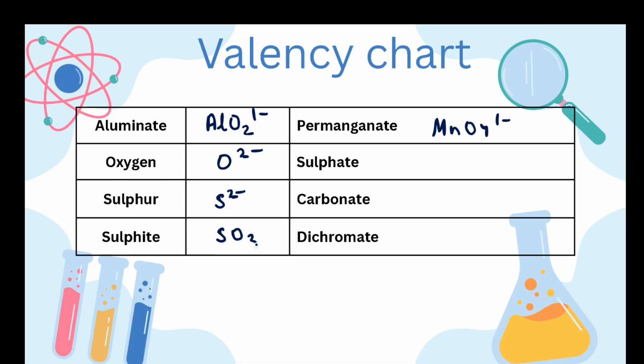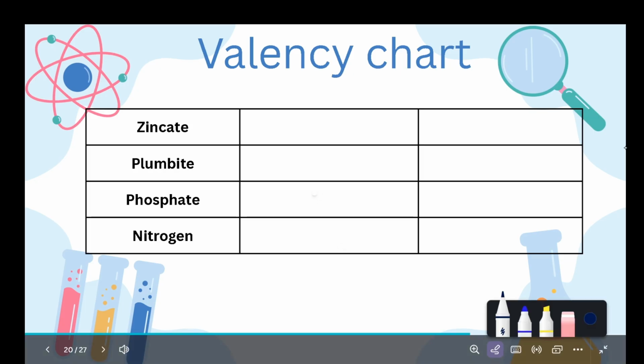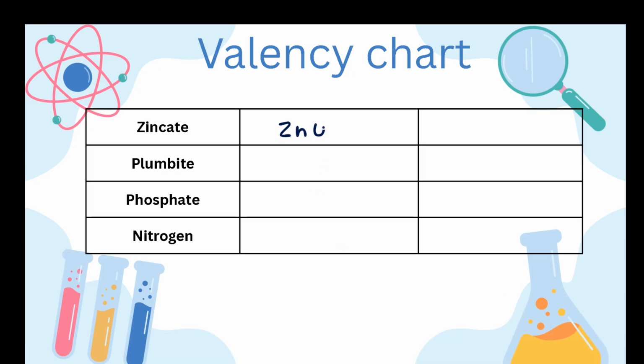Sulfite, SO3, 2 minus. Sulfate, again more number of oxygen atoms, SO4, 2 minus. Carbonate is CO3, 2 minus, and dichromate will be Cr2O7 having a valency of 2 minus. So all these valencies and their symbols you need to learn. Next we have zincate. Zincate is ZnO2, 2 minus. Plumbite will be PbO2, showing a valency of 2 minus.